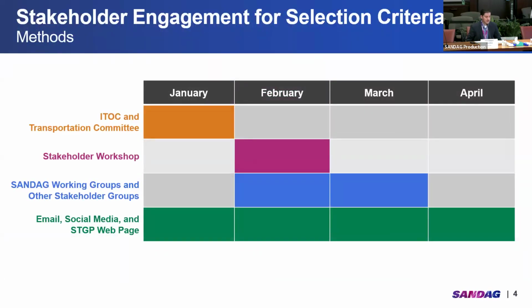A key component of the criteria development process was indeed stakeholder engagement. Following your January meeting, I presented to the Transportation Committee and shared your feedback with that committee. Staff then hosted a stakeholder workshop in February to focus on the evaluation criteria and gather input. And then starting in late February and continuing through the end of March, we engaged various working groups and stakeholder groups, such as the SANDAG Mobility Working Group, the SANDAG Social Services Transportation Advisory Council, the SANDAG Social Equity Working Group, the Age Well San Diego Transportation Team, and the San Diego County Volunteer Drivers Coalition. The second part of this engagement was really focused on the selection criteria. Finally, throughout the development process, we also received input via social media, email, and a comment form that was available on the STGP webpage.